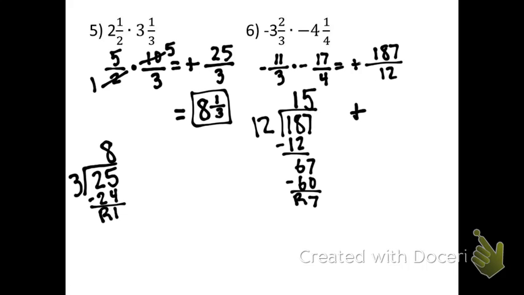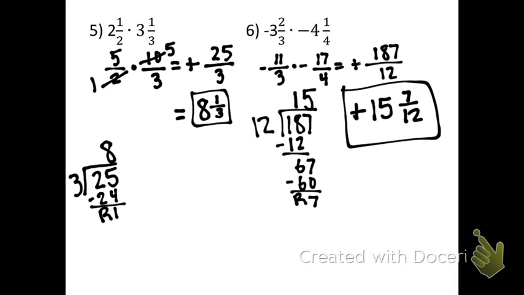So your answer is going to be a positive, of course. We know that. Whole number is 15 and 7/12. There's your answer. Okay? So this is how you do multiplying integers and numbers.